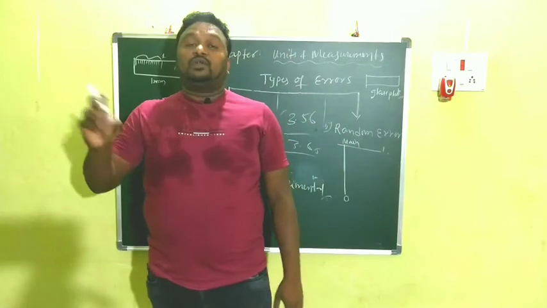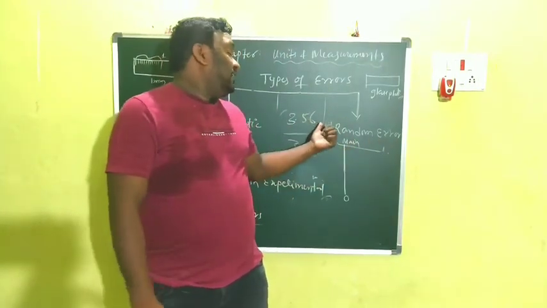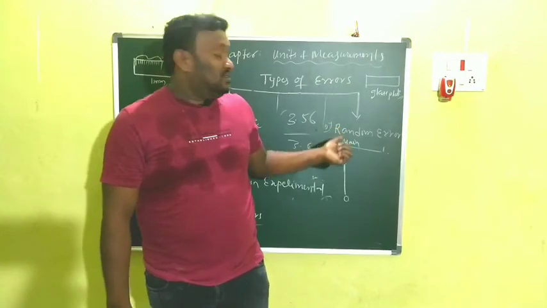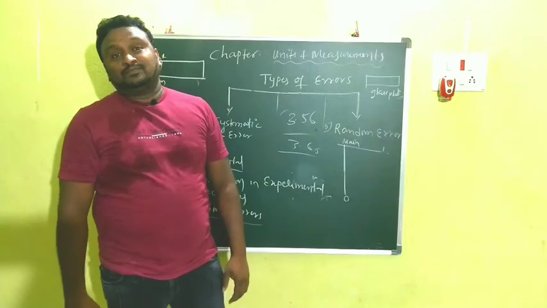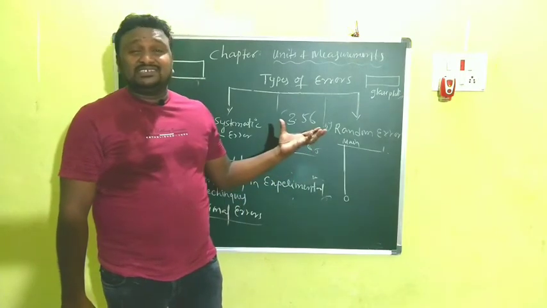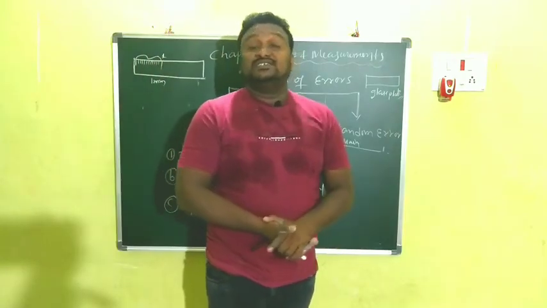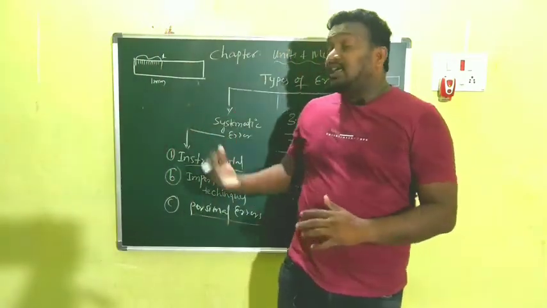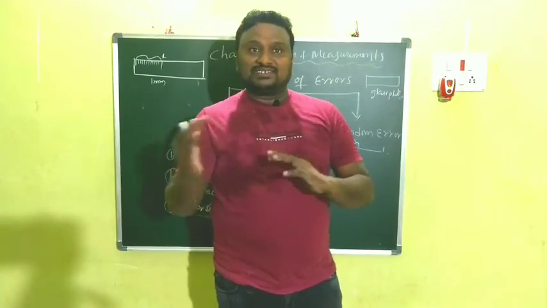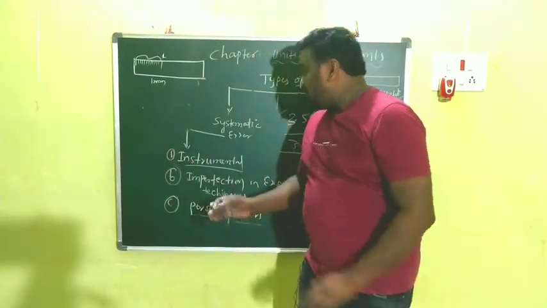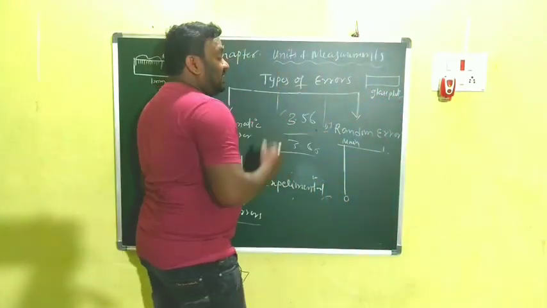But while we are noting the value, 3.65. 3.56 is the actual reading you observed, but while you were noting it, you wrote 3.65. That means there is some negligence. Due to that, some errors occur. That type of error is also called gross error. The parallax error and gross error are the best examples for personal errors. And the next thing is random errors.